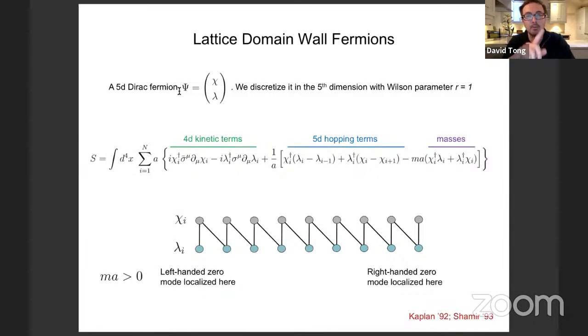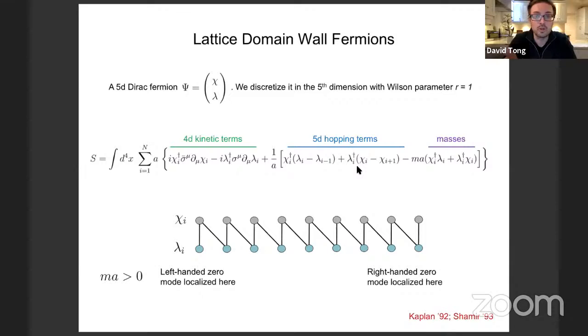We take a single 5-dimensional Dirac fermion, we give it a mass, and we put it on an interval, but we discretize the interval. We're also going to discretize the extra 4 dimensions of space-time, but I'm going to ignore that for simplicity. So what do we have? Well, we have the 4-dimensional kinetic terms for the two component objects. We have the 5D hopping terms, and if you tune the Wilson parameter to be 1, the hopping terms take this nice zigzag form. And then there's the mass.